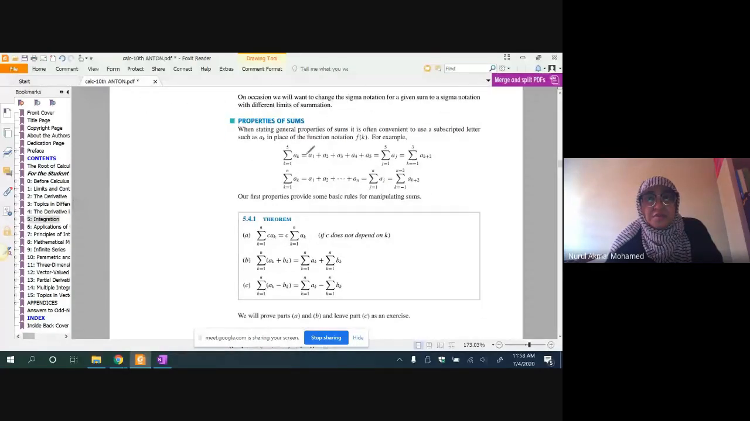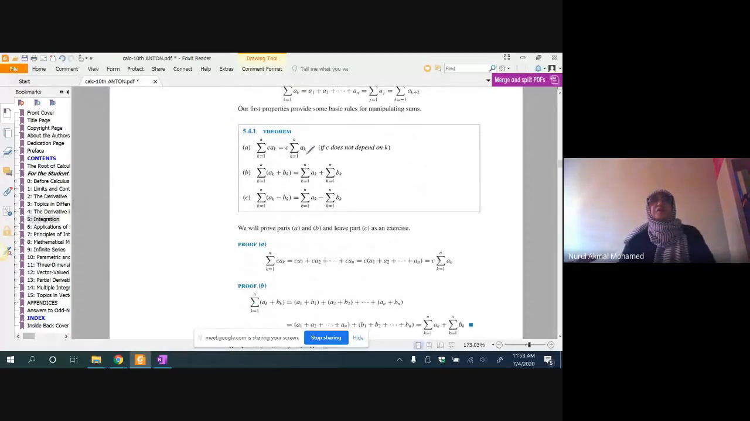Now let's go to the theorems. C is a constant. C can be taken out from the sigma notation. If you have plus, you can always segregate. If you have minus, you can always segregate. Not when you have multiplication and division. You cannot segregate. Only when you have plus and minus.